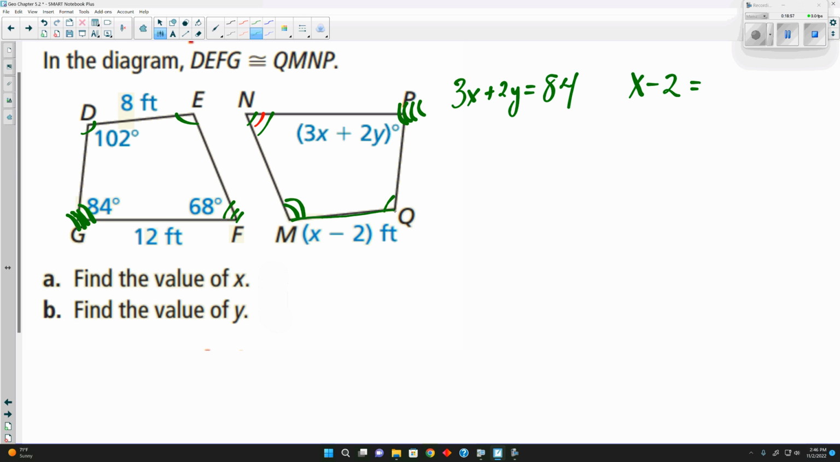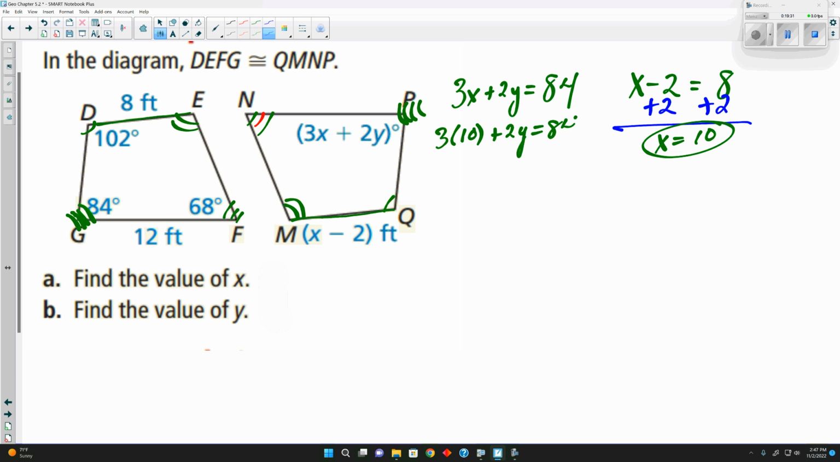Because it's between 1 and 2. So that should be 2. So it should be here. Sorry. So this is 8, yes? So we need to solve for the value of x here, yes? So we would. Which tells us x is 10. Then we can plug it back in. We can say 3 times 10 plus 2y is 84.